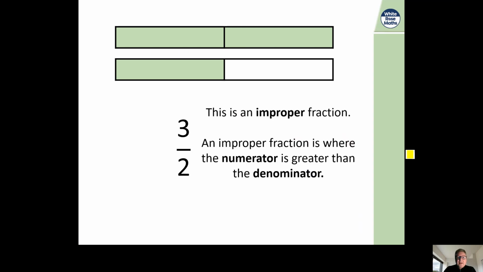So this is an improper fraction. An improper fraction is where the numerator, which is this one, is greater than the denominator. Don't know why, but I always think D for down. So the denominator is at the bottom there. You might find it helpful as well.